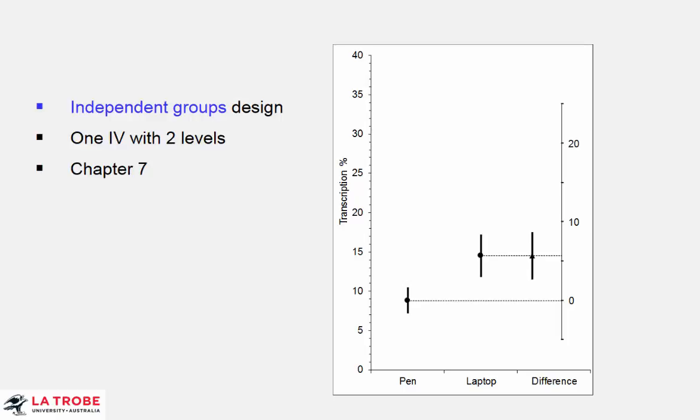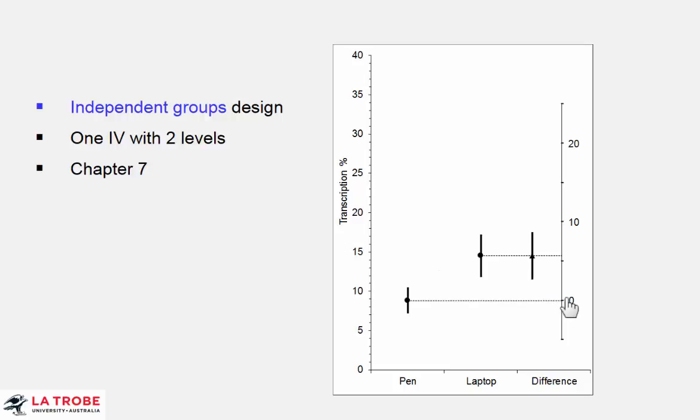Welcome back. We're heading for the one-way repeated measure design, but first let's step back for a moment. Way back in chapter 7, we looked at the independent groups design: 2 independent groups of participants, 2 levels of this single IV, for example, pen versus laptop, and the effect size of interest that corresponded with our research question was just the difference between these 2 means.